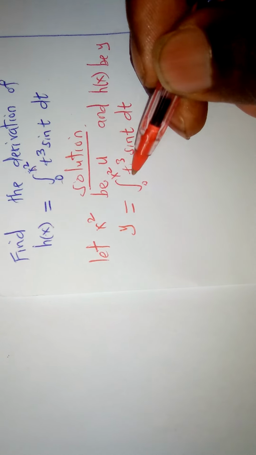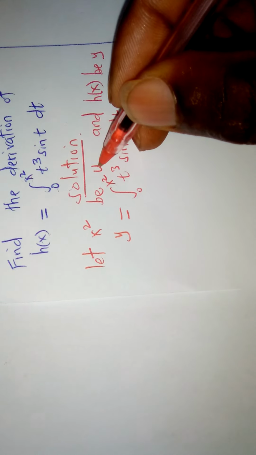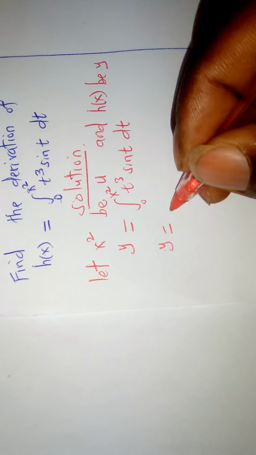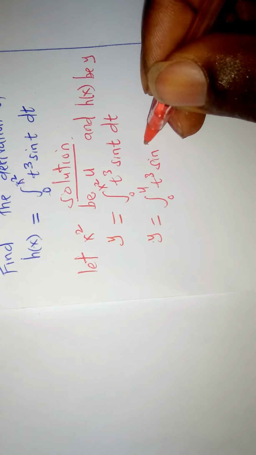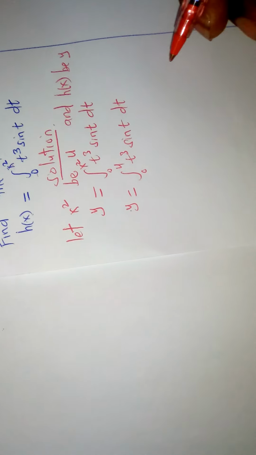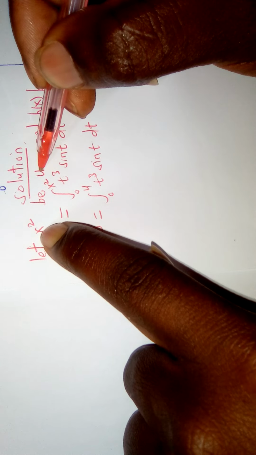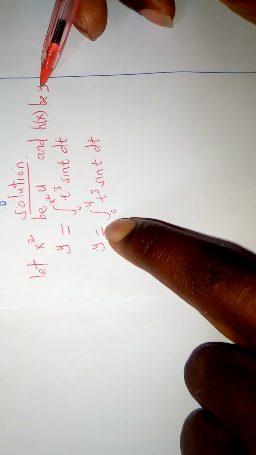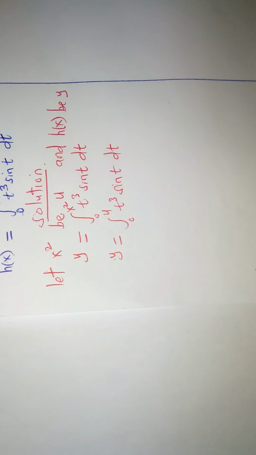For me to work this out now, you are supposed to replace x squared with u, because we've said x squared is u. Therefore you will finalize by saying y is equal to the integral from 0 to u of t cubed sine t dt. You are supposed to begin by getting du/dx first. After that, you are required to get dy/du. Then you combine the two using the chain rule. Thereafter you shall have done.